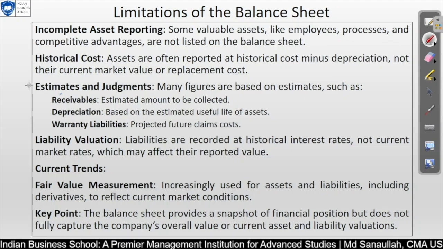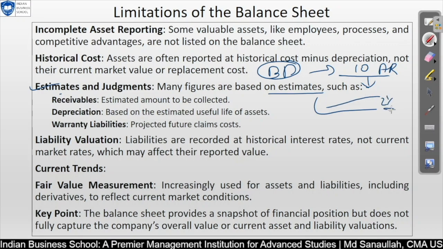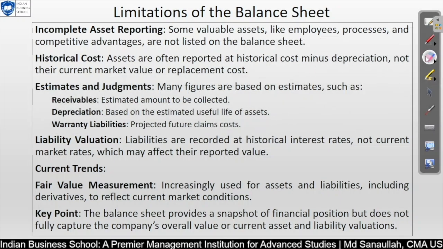Estimates and judgment: many figures are based on estimates. For example, bad debt. You have 10 million of accounts receivable. Out of the 10 million, you look historically at what percentage you are losing and not getting back after next year and the year after. Based on that assumption you might take bad debt. So that figure, say 2%, is your historical data. Again you are taking historical data, taking 2% of your total AR and booking bad debt. So these are provisions based on your assumption.